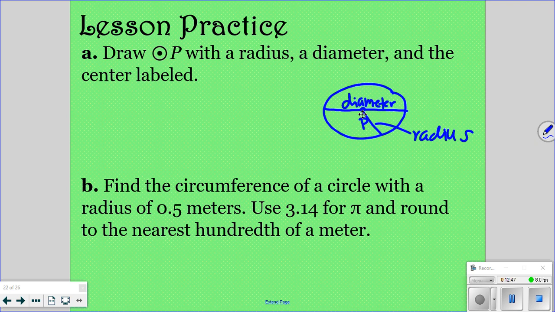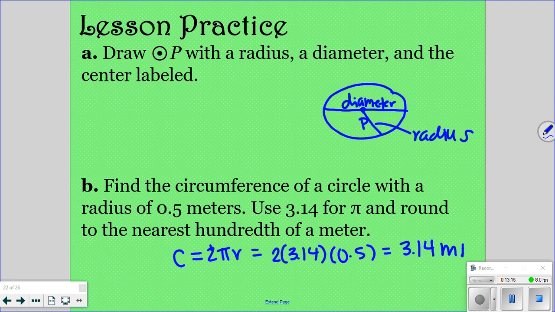For part B, find the circumference. So our circumference formula is 2 pi times r. So pi, it says use 3.14, and then our radius is 0.5. So if you multiply that, you should get 3.14 meters for your answer.